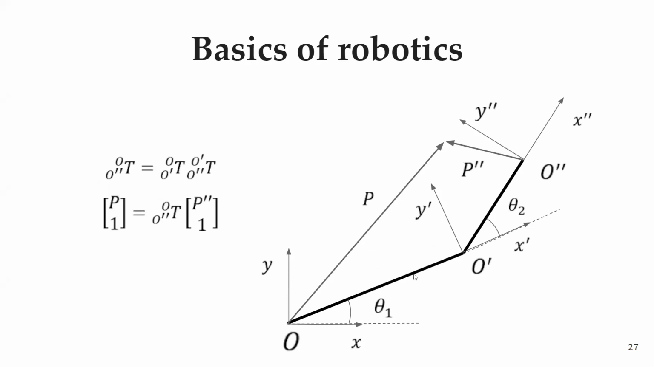Now let's say there are two links. How am I able to get the vector p, which is in the o double dash coordinate system? What we can do is find the transformation matrix from o to o dash and from o dash to o double dash, and we multiply them together, so we get the overall transformation matrix. In this way we can find the vector p, which was defined as p double dash in the o double dash coordinate system.